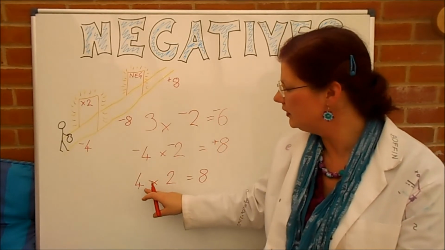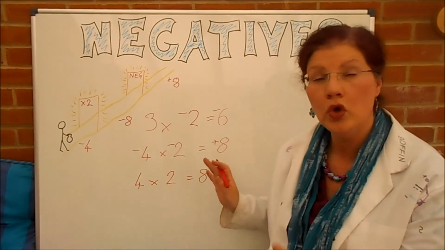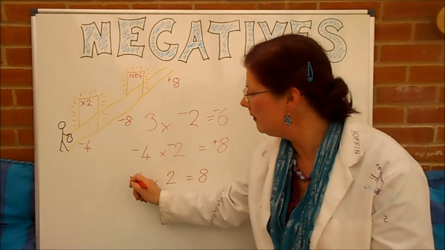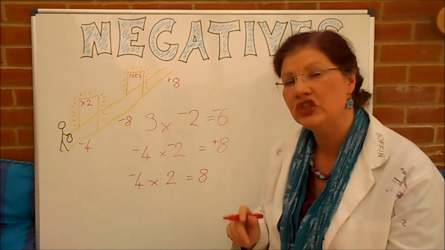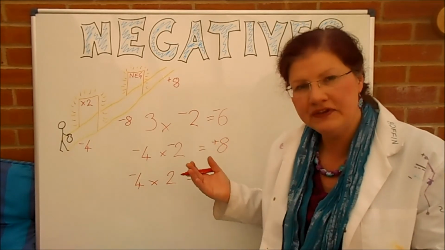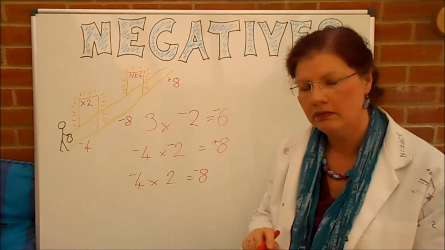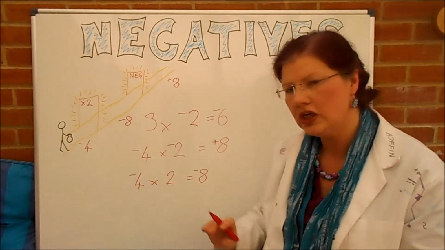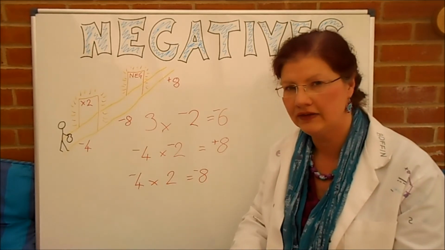Okay? That's a positive number times a positive number gives you your normal positive number. If we make one bit of the question negative, we've changed a sign in the question, well obviously we have to change a sign in the answer as well. That makes sense. You change a sign in the question, you change the sign in the answer.